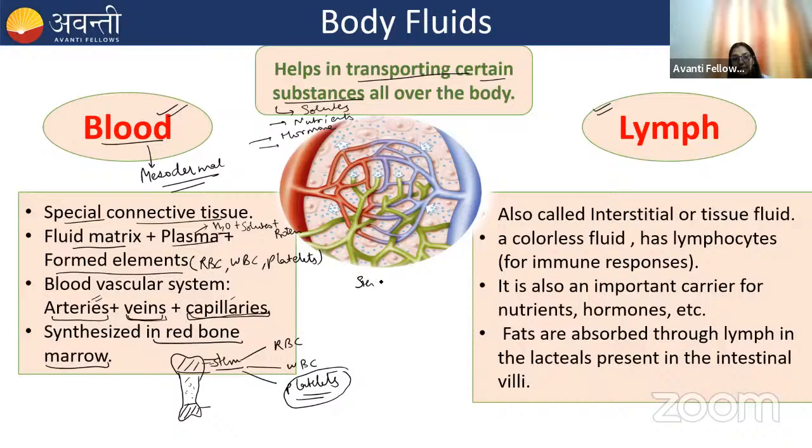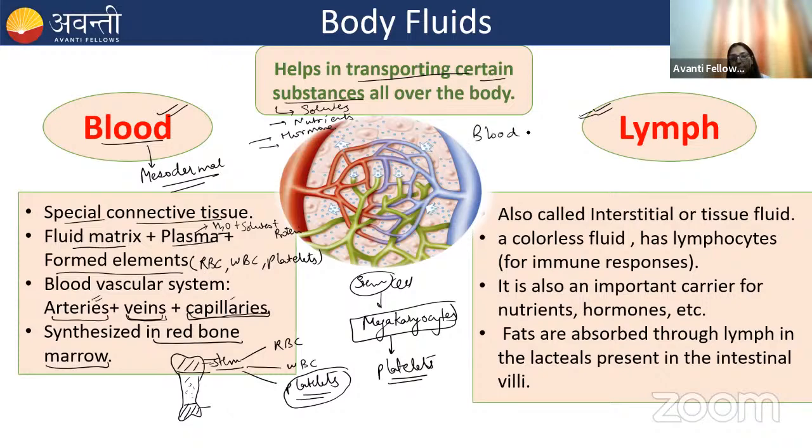So first the stem cell will produce megakaryocytes. These megakaryocytes undergo cellular fragmentation, and because of that cellular fragmentation, small platelets are formed. And these platelets play a very important role in blood clotting because they contain thromboplastin. Next is the lymph.